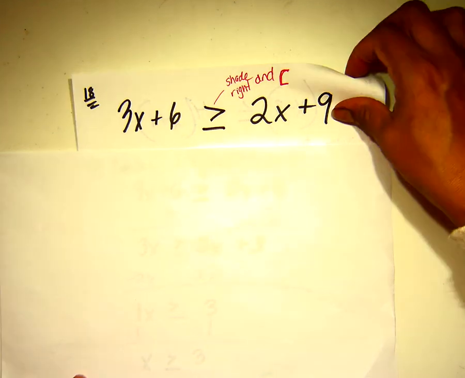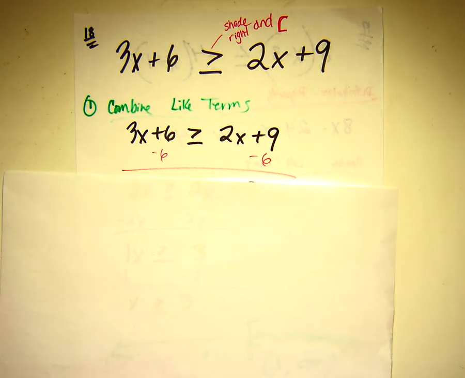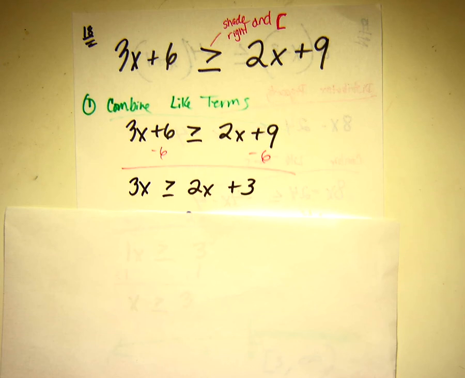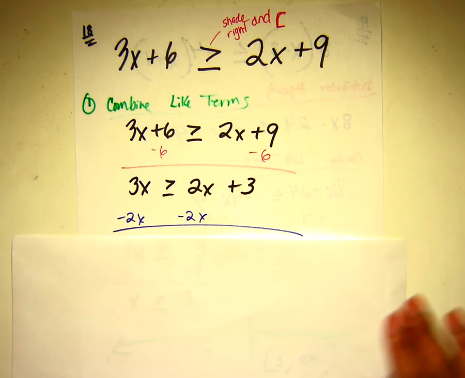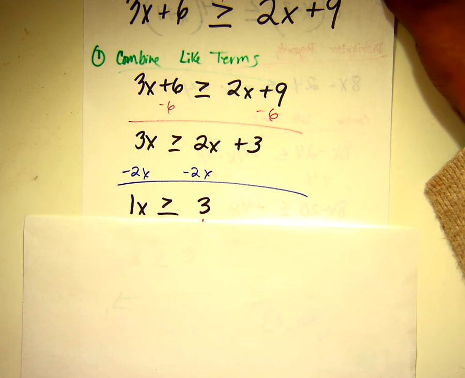Let's combine our like terms. So here we go. We have 3x plus 6, and then we have 2x plus 9. I like my numbers bigger because I'm always thinking about putting money in my account, hence deposit, not a withdrawal. So we're going to get rid of the 6 because the opposite of an addition is subtraction. Now I have 3x is greater than or equal to 2x plus 3. Combine your like terms still with 3x and the 2x. So subtract 2x from both sides. 3 minus 2 gives you 1x is greater than or equal to 3.